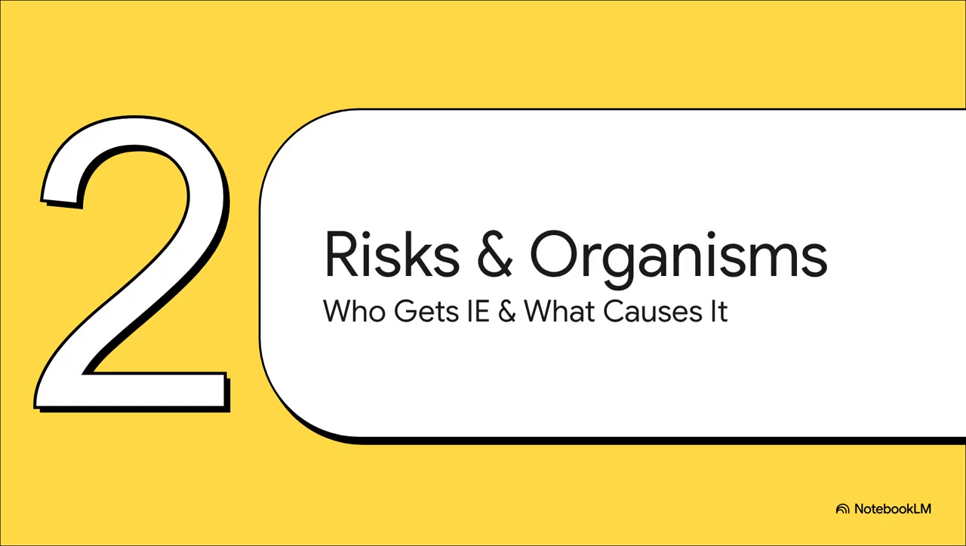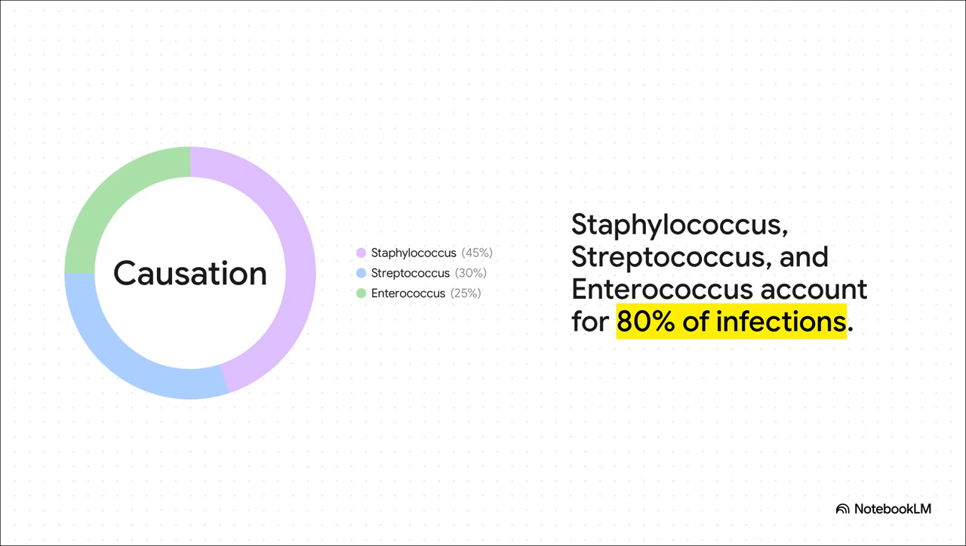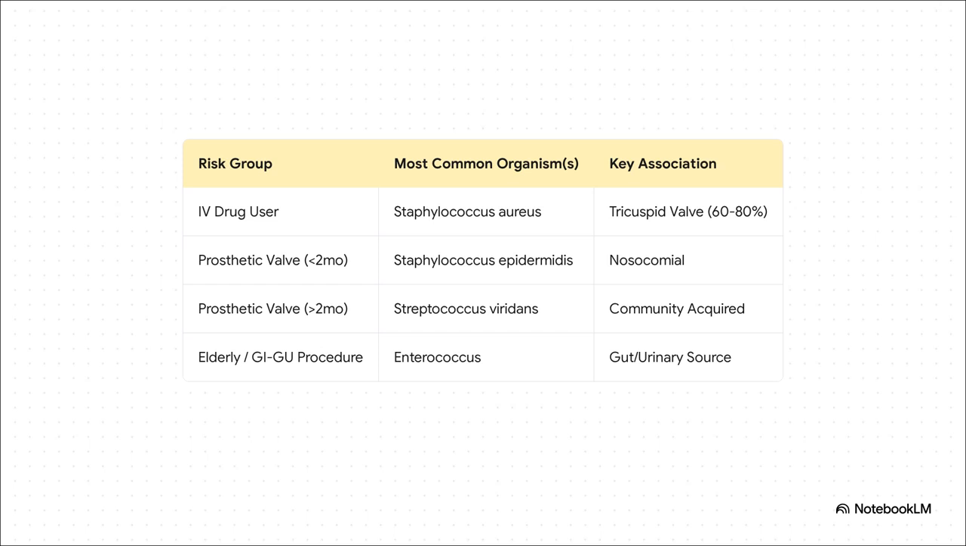Okay, so now that we know how it happens, let's talk about who gets it and what causes it. This is super important because it really helps you tailor your thinking and your treatment from the get-go. Look, about 80% of the time, it's going to be one of these 3 usual suspects: staph, strep, or enterococcus. But here's the kicker. The real clinical pearl isn't just knowing their names. It's about predicting which one is most likely based on the person sitting right in front of you. And this table is pure gold.